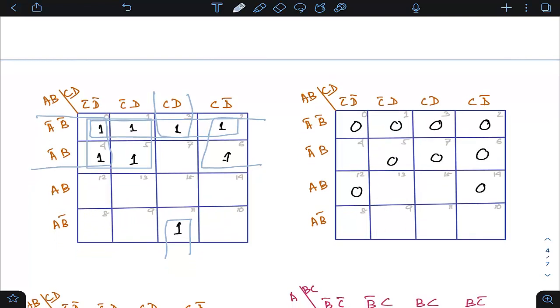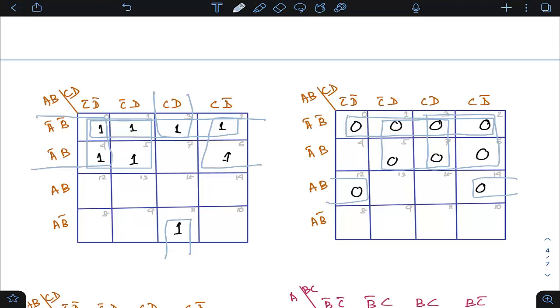Similarly, if you come to this max term case, group of 8 is not possible. Group of 4 possible? Yes. This is a group of 4, and this is another group of 4. And to cover this 0, I can make another group. So 3 quads I did. Now to cover these zeros, I can do it this way. But again, for this, I have to do a separate group. So I'll be doing a grouping like this. You can write the corresponding answer.